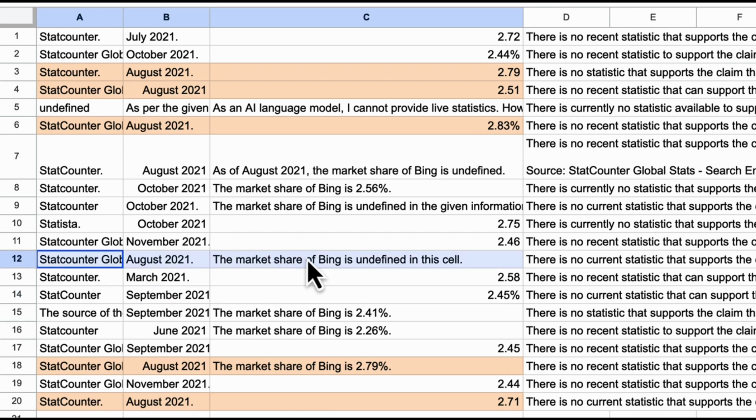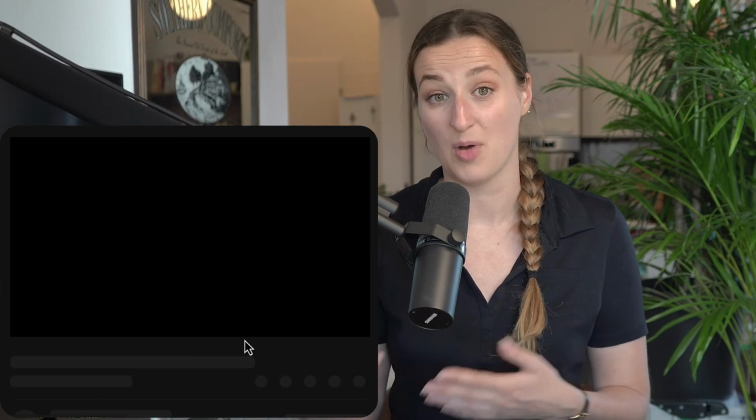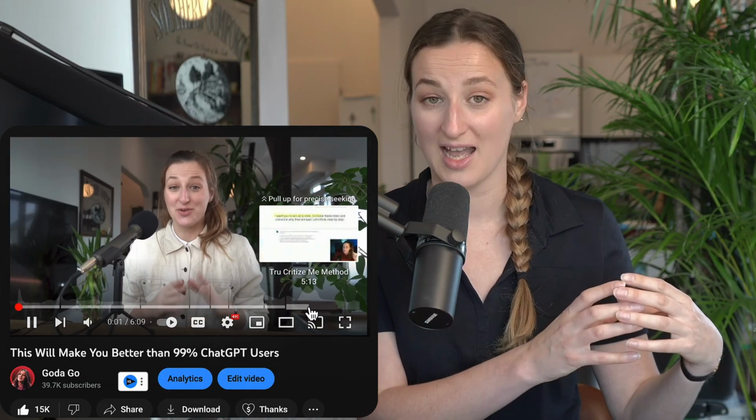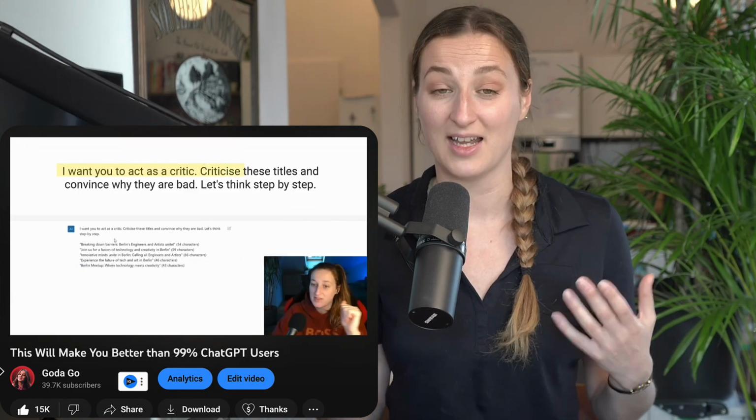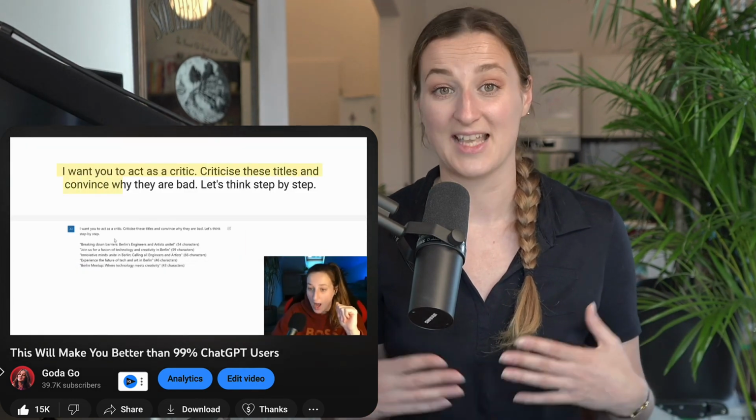I do not trust or rely on AI to provide me with facts. I take these facts and provide them to ChatGPT. I always read what AI gives me as a response. I use my Criticise Me mode, where I take the response I got from ChatGPT and basically act as a harsh critic and criticize this, plus convince me why it's wrong.